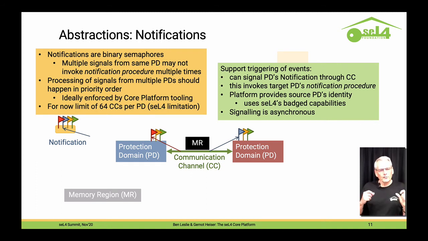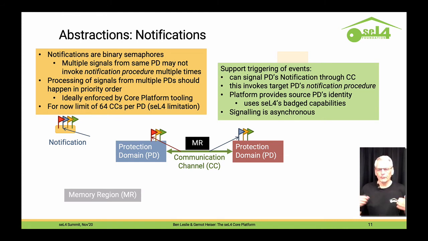And this priority order processing should be enforced by the platform tooling. I said should be because in the first release it may not be, but it's definitely the intention that this would be automatically enforced. And of course, because this is built on seL4 notifications, and seL4 notifications on a 64-bit platform have 64 batch bits, that means a protection domain can at present only have up to 64 channels.